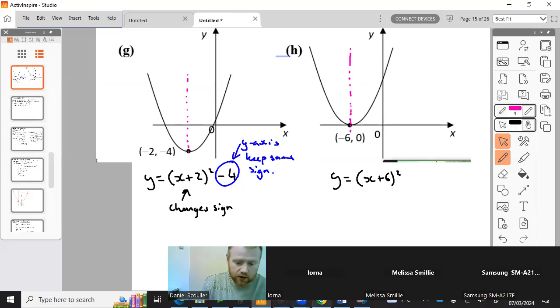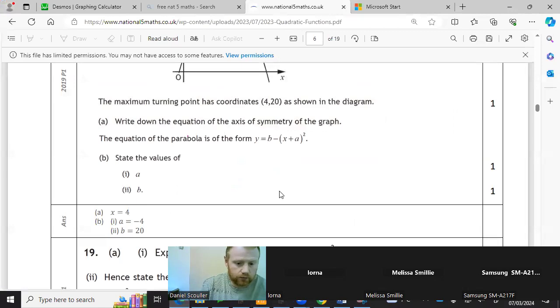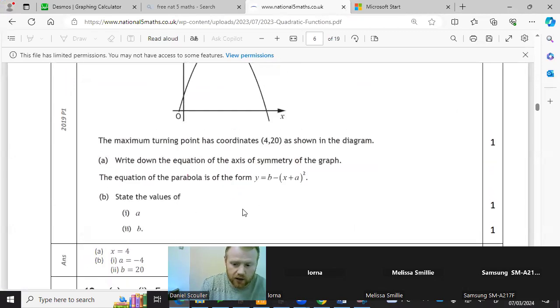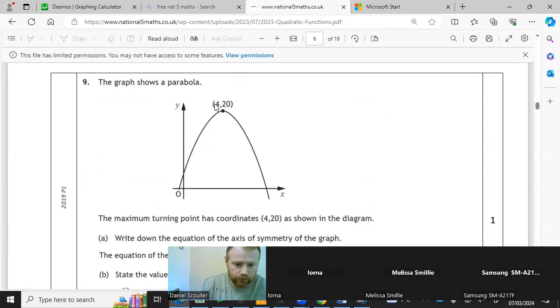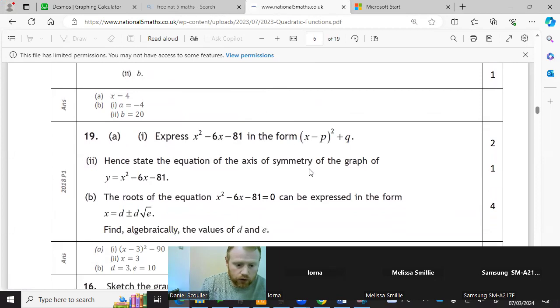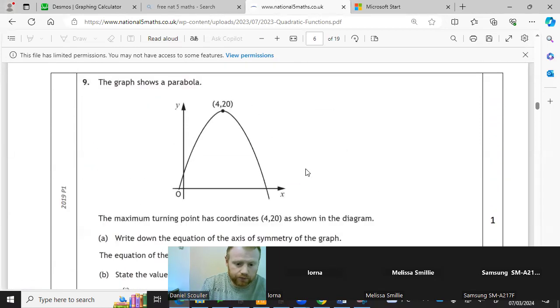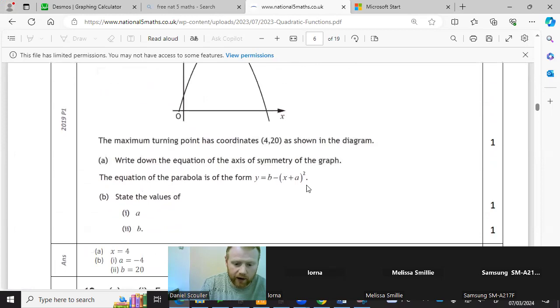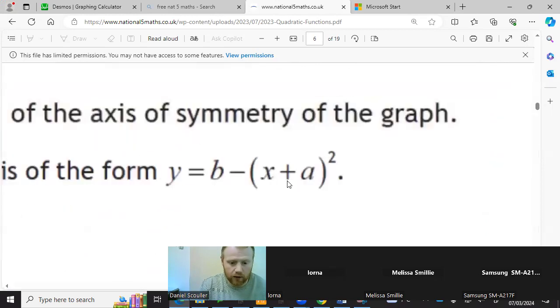So axis of symmetry is where we cut them in two. What else? So state the values A and B again. So -4 and 20. You can see that that looks a wee bit different to the form that we've been doing it in.